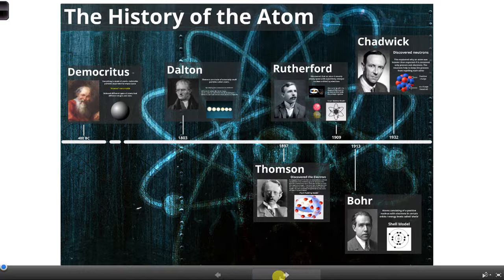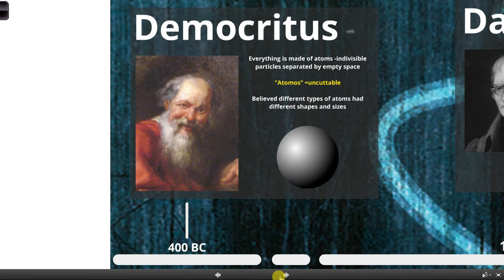And also, you don't have to remember the dates for your test, guys. You really just need to know the name, the key idea, and maybe how to sketch a quick diagram that illustrates the model that person proposed. So starting back a long time ago, 400 BC. So, I mean, we're really talking well over 2,000 years, well before Jesus Christ. We're talking a long time ago.